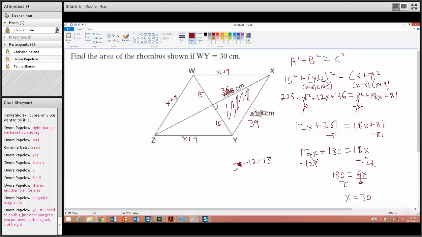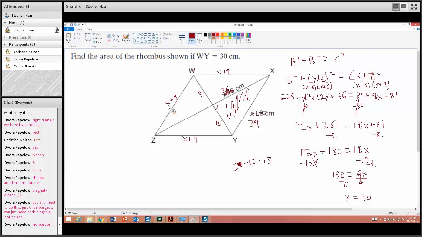So now we still have to get the altitude. Well, you can just get the area of each triangle and multiply by 4. So the area of each triangle. Now, of course, this x plus 9 is 39, this x plus 9 is 39, this x plus 9 is 39, and this is 36. Once we do that, we can take the area of any triangle.